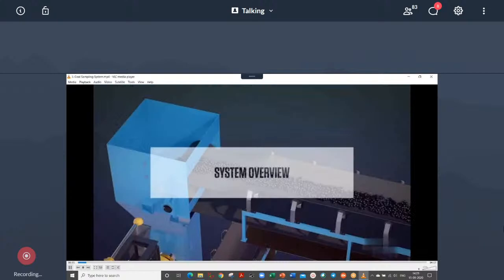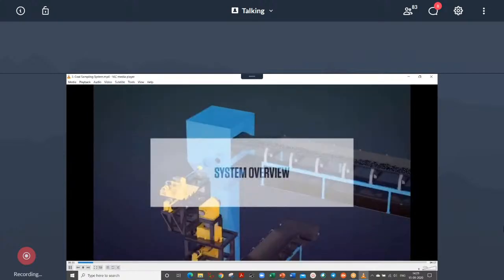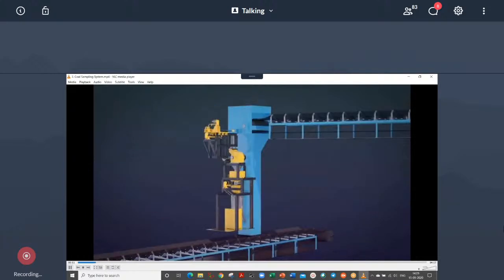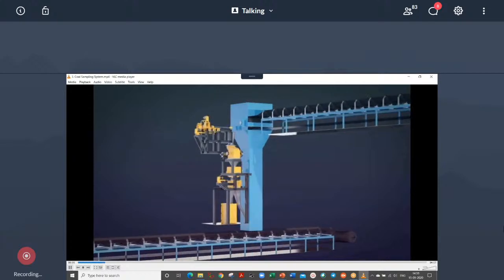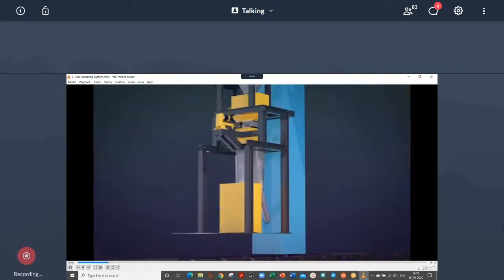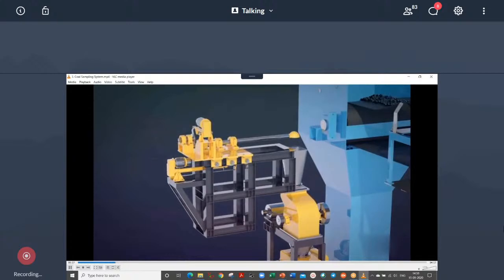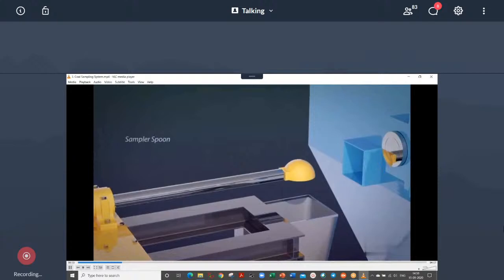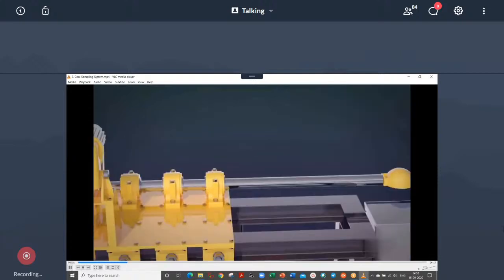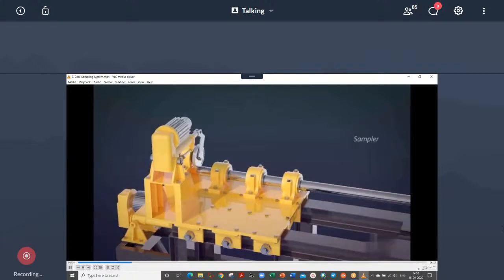The system overview. How does it look? This is an auto sampling and auto sample preparation system, and it prepares the sample automatically. There is an arm which will go into the place where this coal is falling in, and that will collect a sample and put it in the chute. So this arm is going into what is known as the sampler spoon, which has its own dimensions as per ISO, ASTM, or IEC specification.